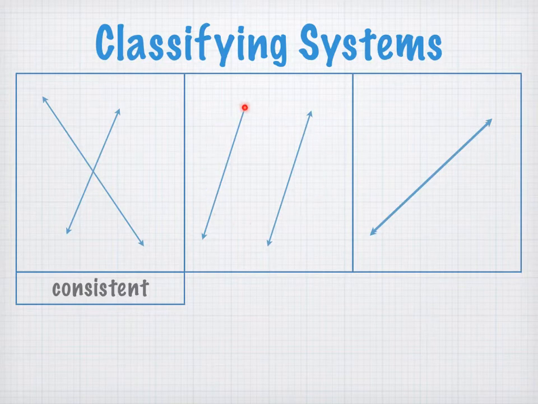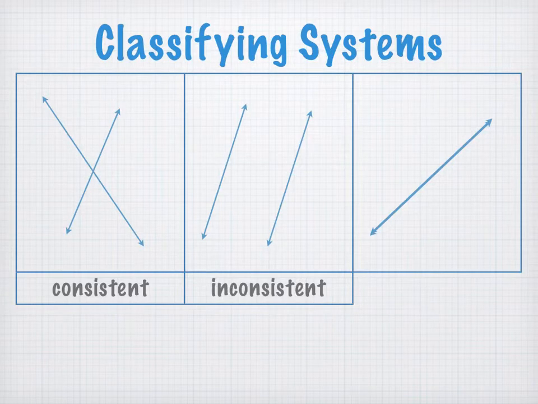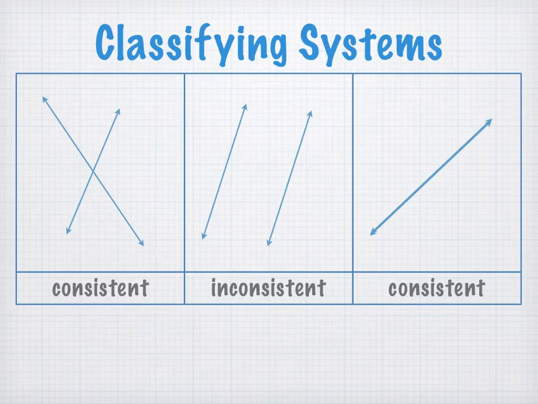Now here, there is no place where the lines cross, so there is no solution to the system. And remember, the solution to the system is the one point that the two lines share in common. So that's what I mean when I say no solution: the lines have no points in common. Now this one is a little bit different than what you're used to thinking about. But remember, consistent means the lines have a point in common, and inconsistent means the lines do not have a point in common. And on something like this, the lines have all of their points in common. So every point on this line would be considered a solution. I would call this a consistent system.